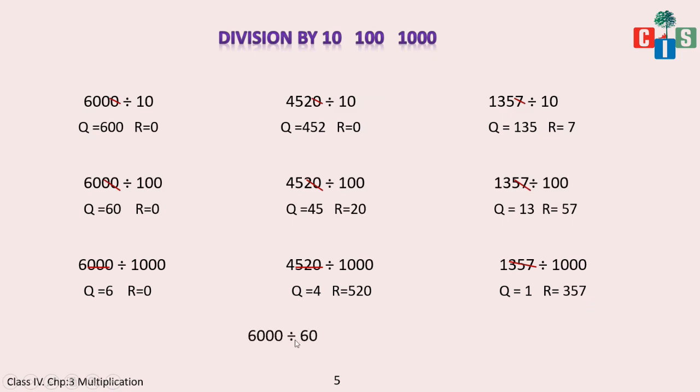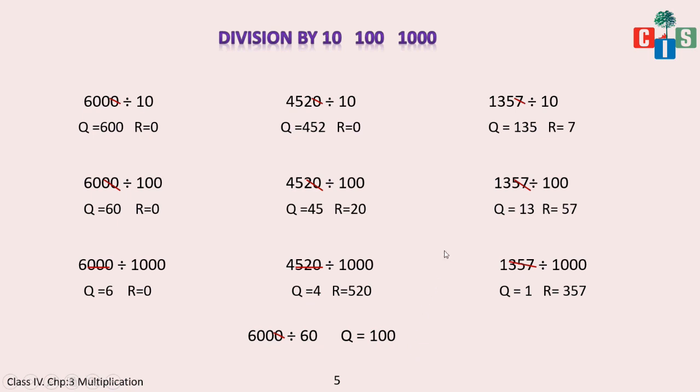Fine. When 6000 is divided by 60. Now see, this is a multiple of 10. It is not 10, it is 60. So 1 zero, so I'll cut 1 zero. Then how many times does 6 go into 600? 100 times. 6 ones are 6. So it will be 100 as the quotient.